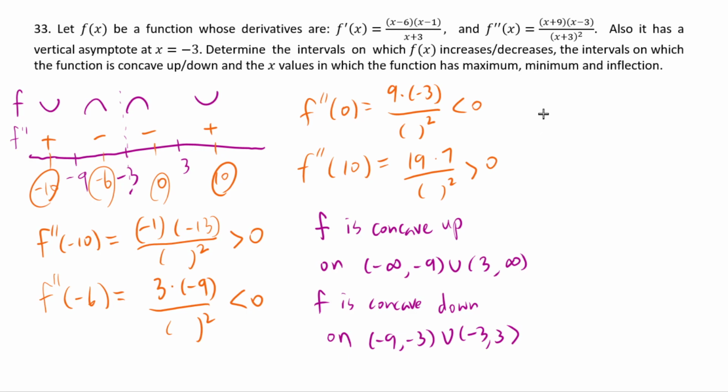And then finally, the inflection points are where it changes from concave up to concave down, or concave down to concave up. So f has inflection points at x equals negative 9, and also x equals positive 3. Because those are the points where concavity changes.